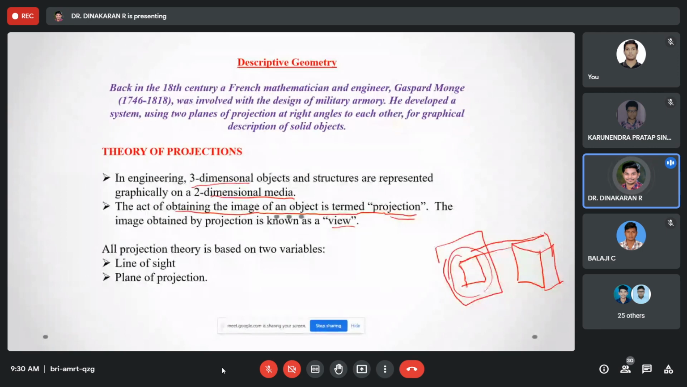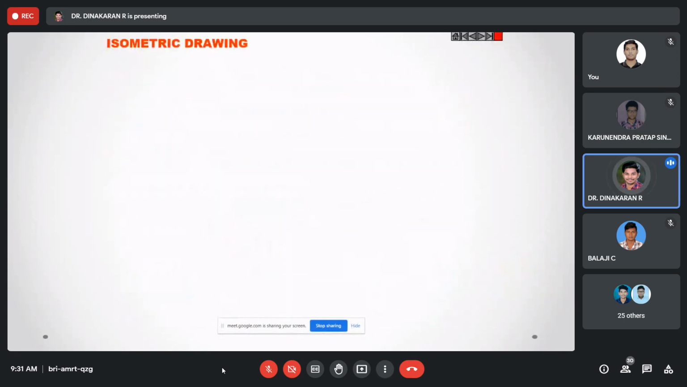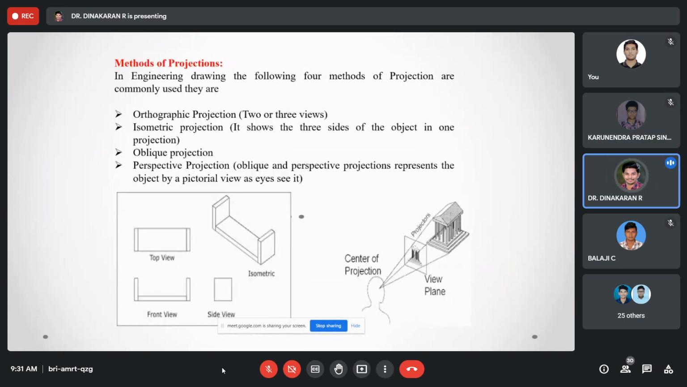Anybody tell me, in first angle projection, where will be the observer, where will be the object, and where will be the plane? In first angle projection, the object lies between the observer and the plane. For third angle projection, the plane lies between the observer and the object. But we are following first angle projection, which means the front view is always on the vertical plane and the top view on the horizontal plane.